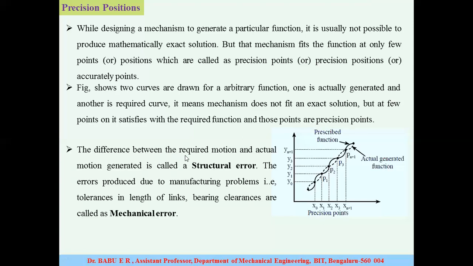The difference between the required motion and the actual motion that is generated is called the structural error. We have one more error, which is caused by manufacturing problems, that is, the tolerances in length of the links and bearing clearances. We call it mechanical error.